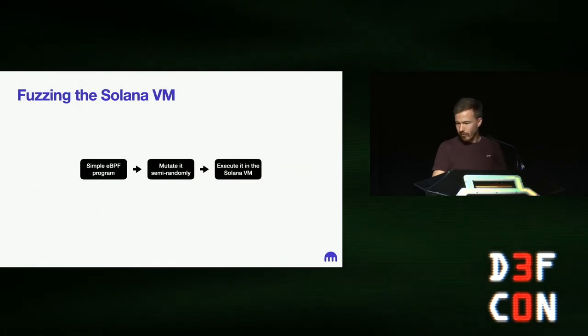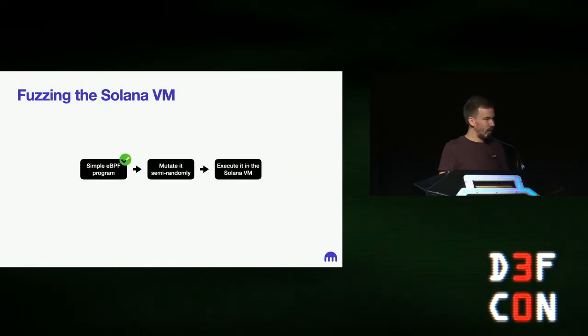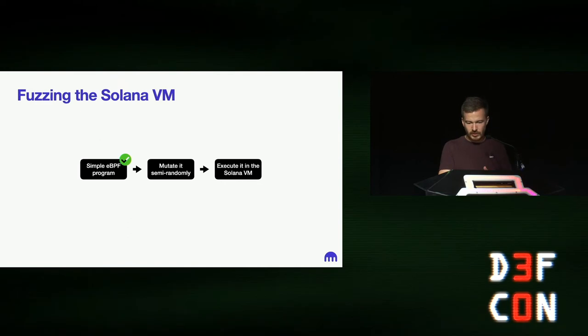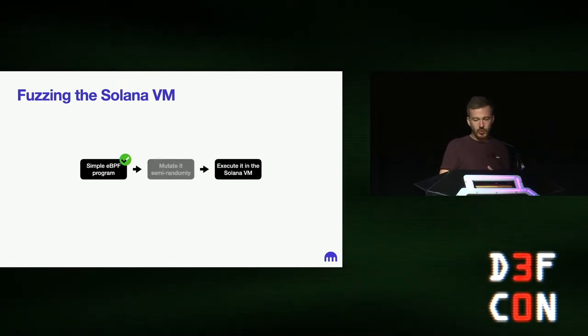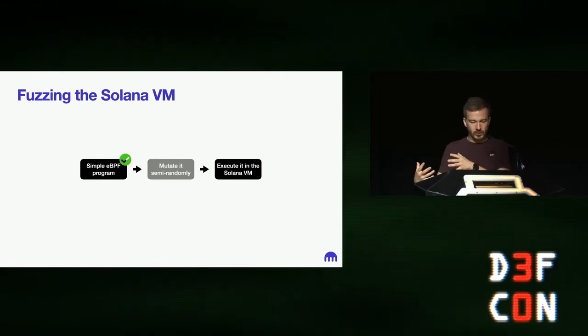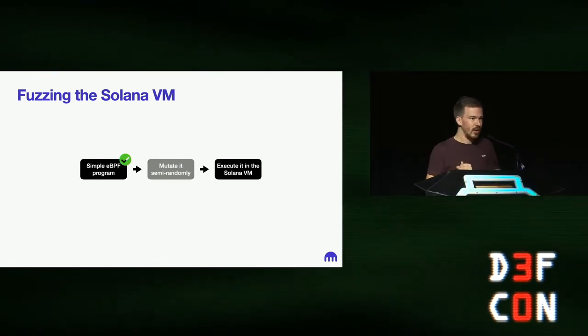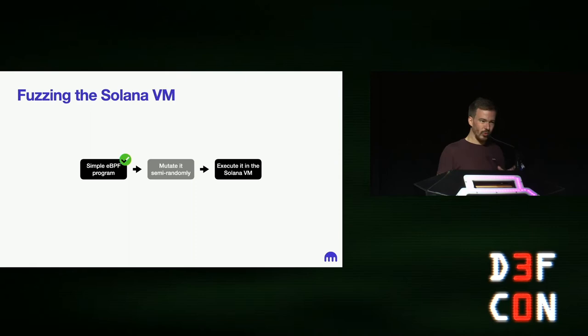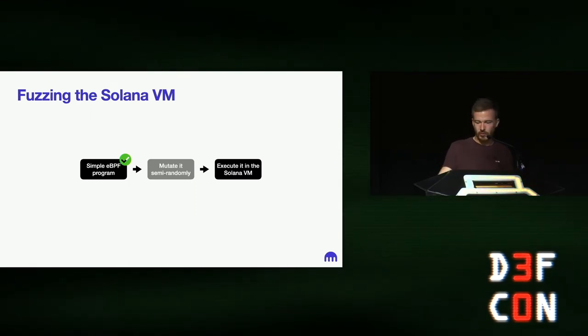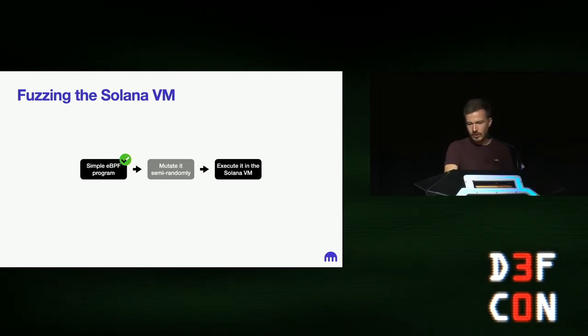So with that, we have our simple eBPF program, we have our analysis tools, and we are basically almost good to go. Next, we're going to first look at how we execute our simple program in the Solana VM, because we want to get those parts running before we start mutating so that we can be sure that everything is running. And it turns out that this was really, really easy.